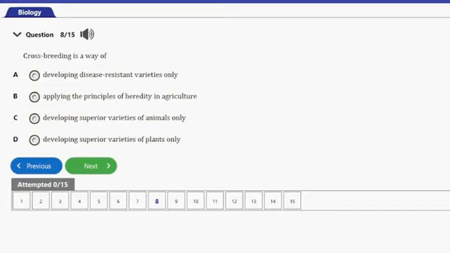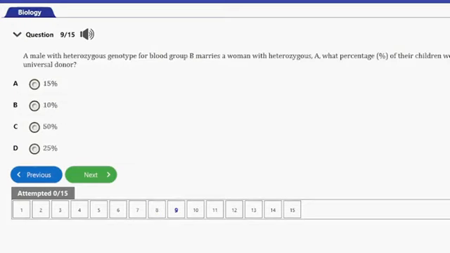So that's it for that question. Let's consider the next question, question number 9 here. It says, a male with heterozygous genotype for blood group B marries a woman with heterozygous A. What percentage of their children would be universal donor?